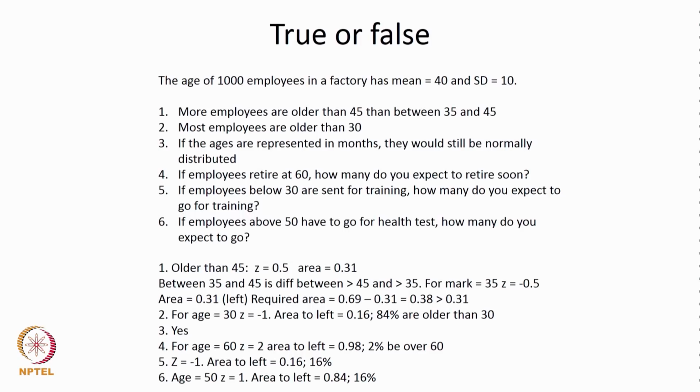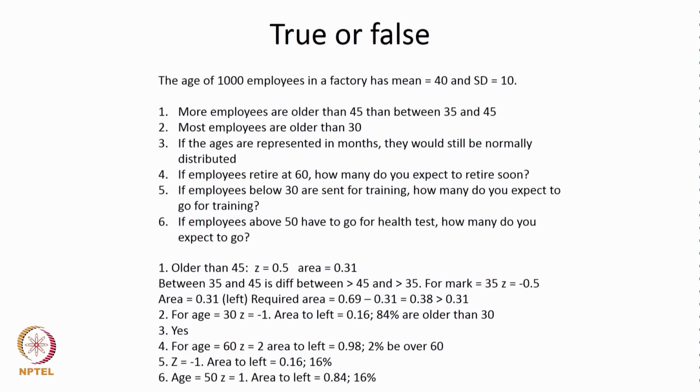Most employees are older than 30. Now the mean is 40, so z is minus 1, and because z is minus 1, the area to the left of that z will be less than 0.5 and the area to the right of that z will be greater than 0.5. Therefore, we will have more people older than 30. In fact, the average is 40, therefore we will have more people greater than 30. How many more can we find out? So z is equal to minus 1 gives us an area to the left of 0.16 from the table, and therefore to the right is 0.84, so 84% of the people would be older than 30.